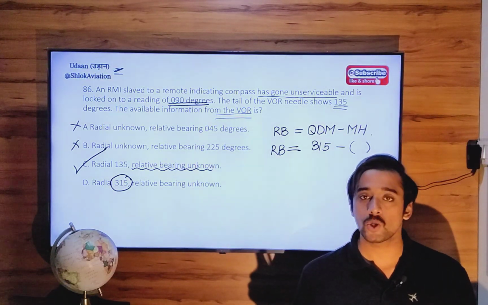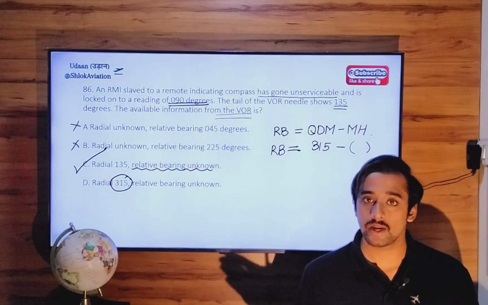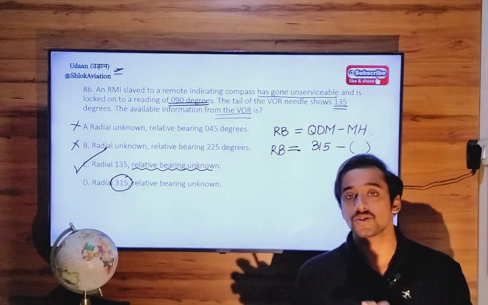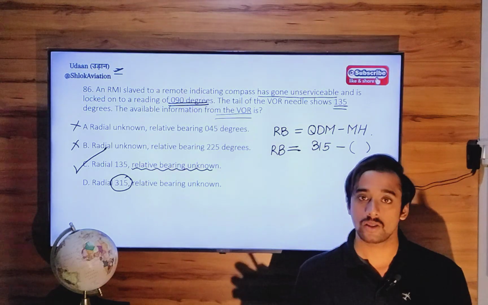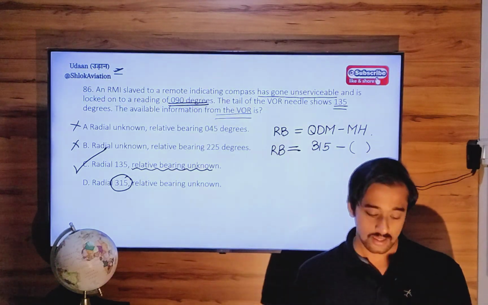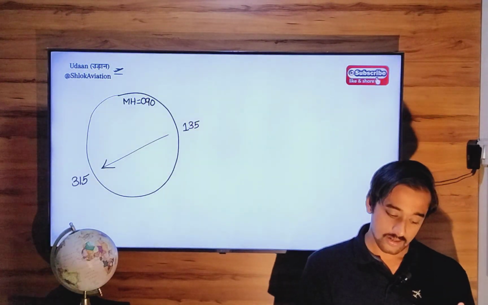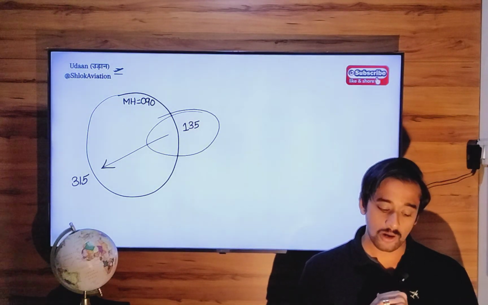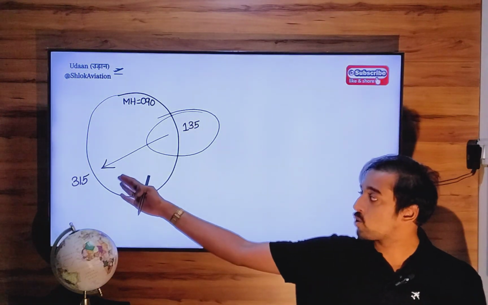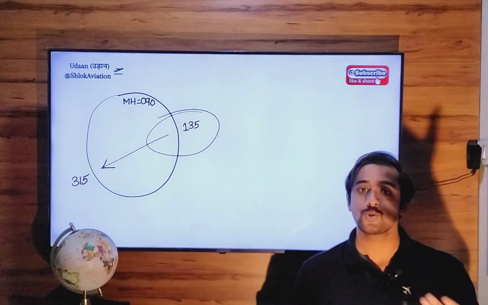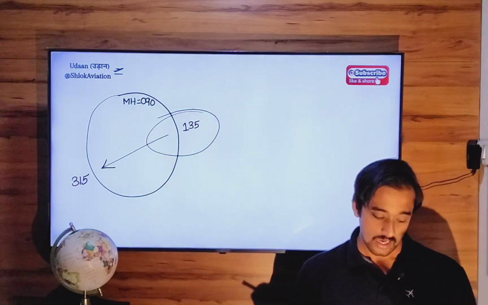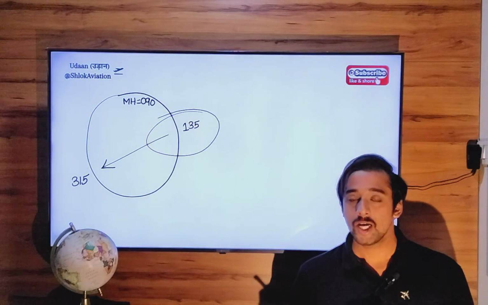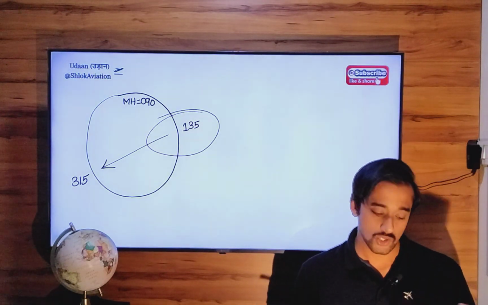But you will still come to know about the radial your aircraft is situated on, because the variable signal that your aircraft is receiving from the VOR station on the ground will indicate the radial, that is 135, where the tail is pointing. And if the tail is pointing at 135, indirectly the arrow will be pointing towards the track to the station, 315. So these two values will be correct, but relative bearing will be wrong because heading is wrong. Okay, so remember this answer.